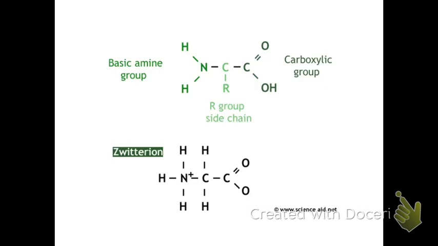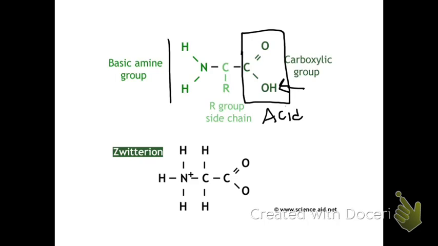Alright, so now what we're going to do is look at what is known as the Zwitterion. Now, as we mentioned earlier, the carboxylic acid group, which we'll outline here for you, is acidic, right? And what makes it acidic is this hydrogen right there. That's our acidic hydrogen. On our amine side, we said that this was basic.